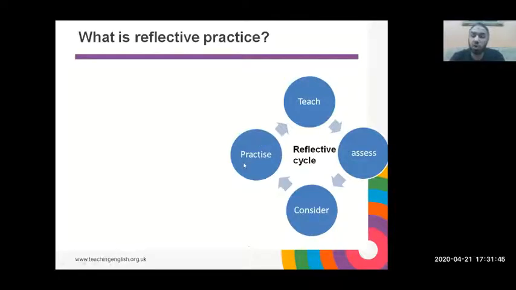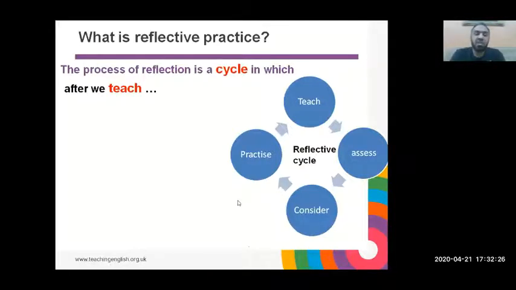Practice on what? We are going to practice the techniques that we have decided will work. Then we have to reteach the same skill again. So you started with teaching, then assessing, then you considered your weak points and worked on them. You practice these weak points, then you reteach the same skill again to make sure that it went well.